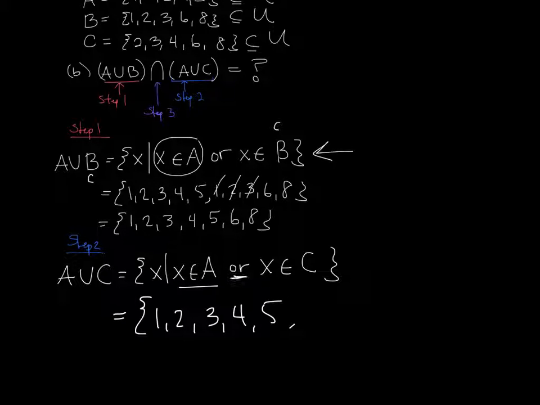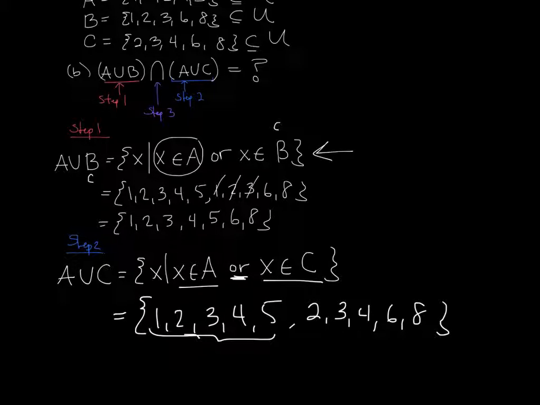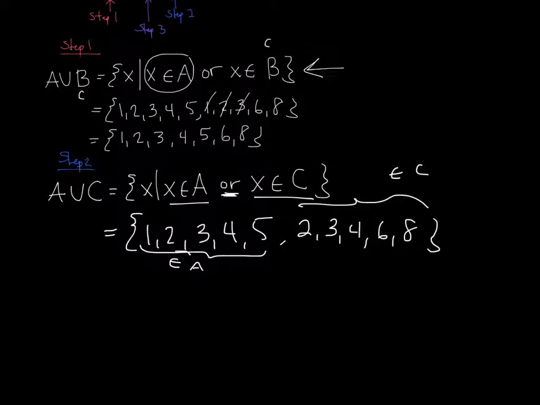Or the elements that live in C. Well, what's C? C is 2, 3, 4, 6, 8, right? There's our C. And so these guys live in A, right? They live in A, and these guys live in C. And again, you don't have to write this part. I'm just trying to emphasize what this means.